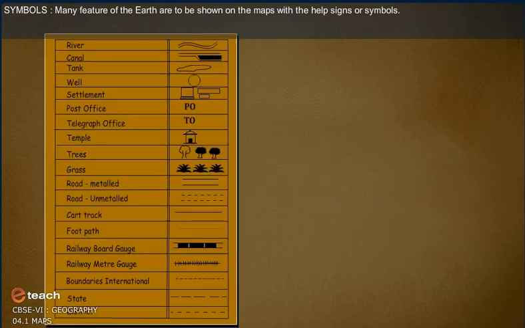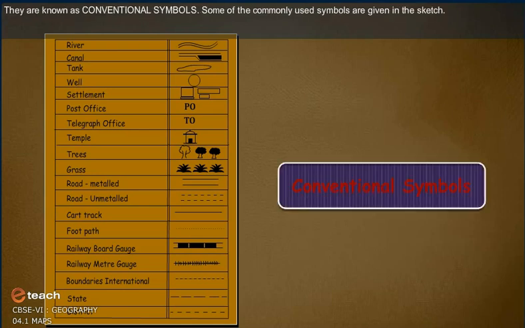Symbols. Many features of the earth are to be shown on the map with the help of signs or symbols. They are known as conventional symbols. Some of the commonly used symbols are given in the sketch.